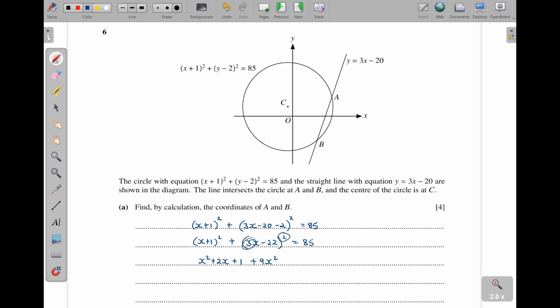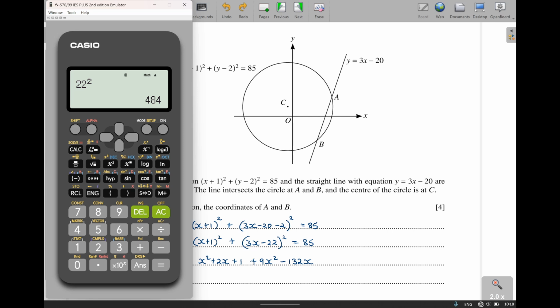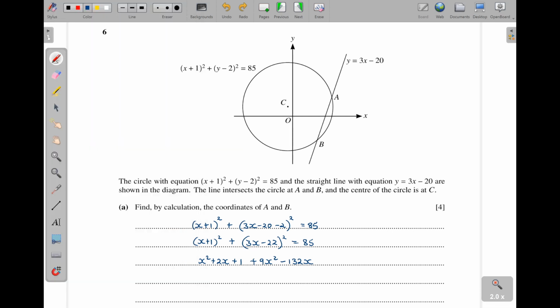Then 2 times 3, that is 6, times negative 22, that one will give us 132, so minus 132 of x, and then 22 squared, that is 484. Of course, I will bring the 85 this side, it becomes a minus. Then that is equal to 0. I do this to form one quadratic equation.